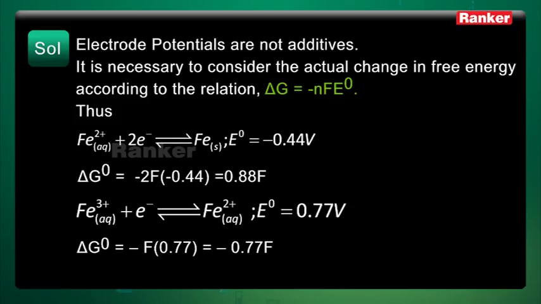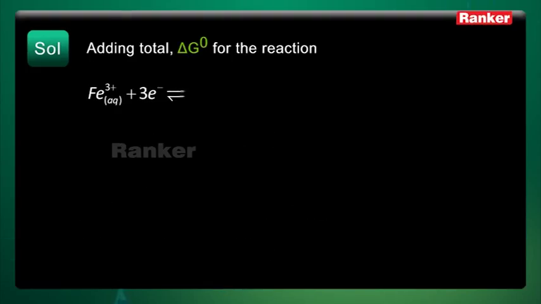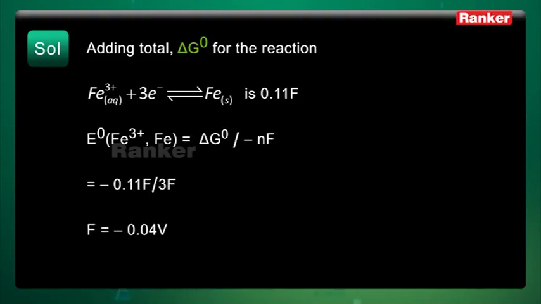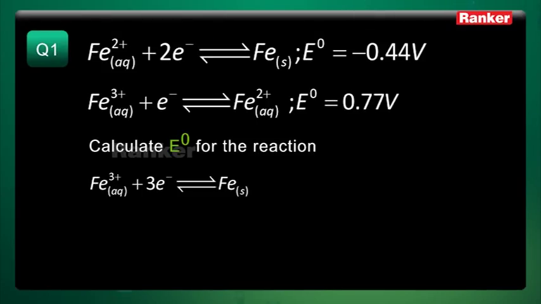Look at this. Adding, total delta G0 for the reaction Fe3+ + 3 electrons gives Fe is 0.11 F. So using this, we can find out E0. So E0 Fe3+/Fe is delta G0 divided by minus nF. So putting the values, you get the value minus 0.04 volts. This is the E0 corresponding to the equation Fe3+ + 3 electrons gives Fe. That is how it is done. So first change the intensive property into extensive property and again get back the intensive property.